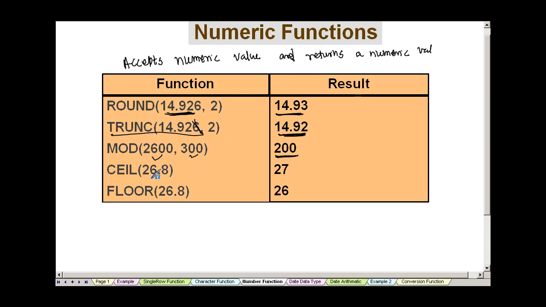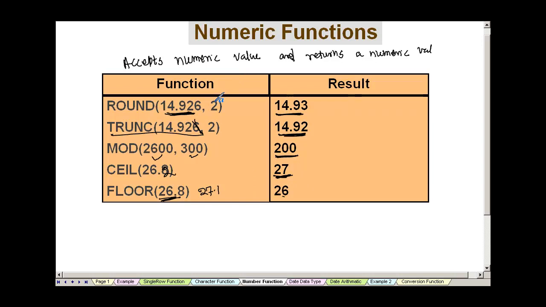Ceil of any number is going to give the next largest whole number that is possible. That means ceil of 26.8 is going to give 27. Ceil of 26.2 will also give 27. Similarly, floor is going to give the next whole number below the number in concern. So in this case, floor of 26.8 will give 26. Floor of 27.1 will give 27. It's like that.